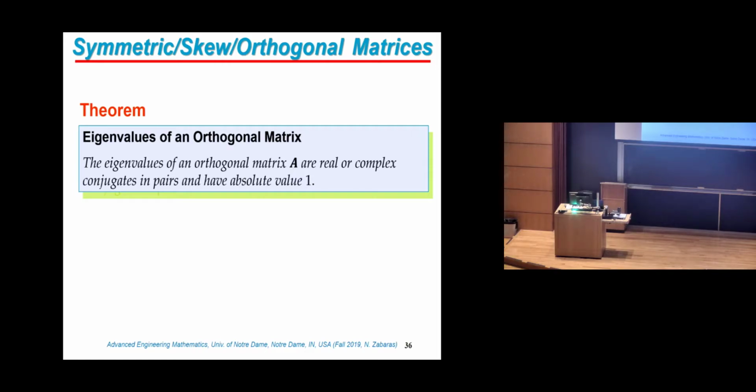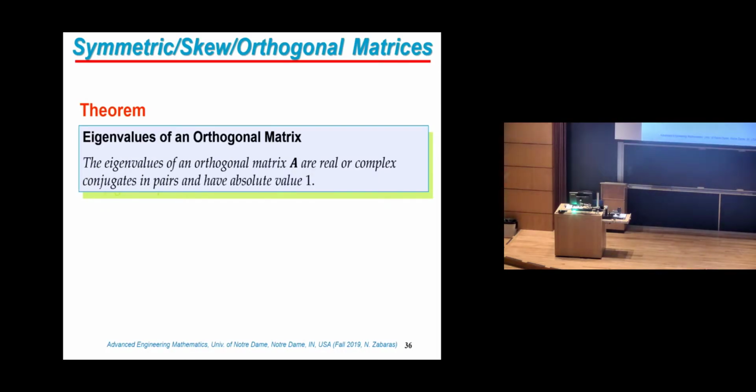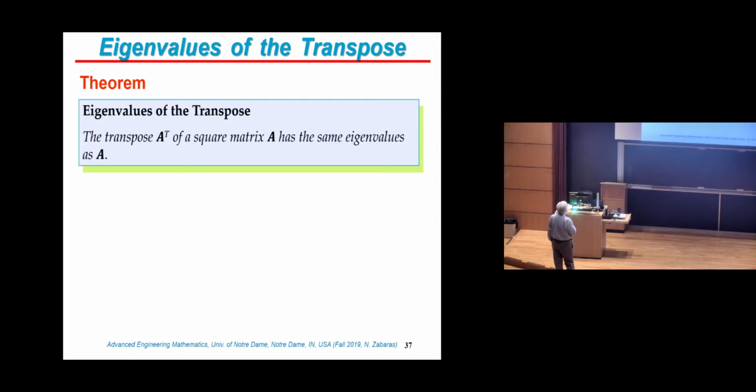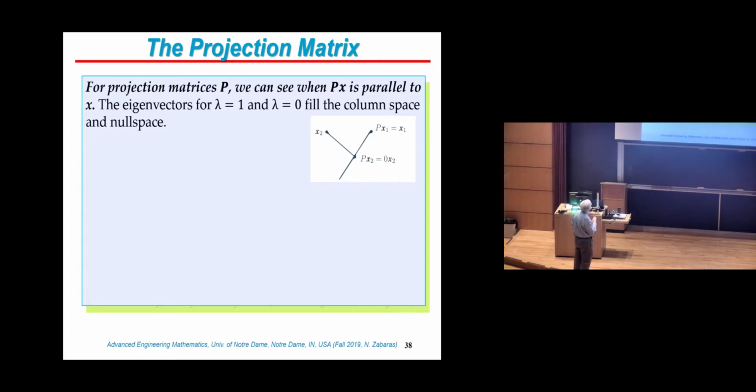It says they can be real, all right, or complex conjugates. Which means if you get an eigenvalue that is alpha plus i beta, where i is the complex number, alpha minus i beta will also be an eigenvalue of this problem. And it says all the eigenvalues have an absolute value equal to 1. So we need to do some examples. A transpose has the same eigenvalues as A. You can take Ax equals lambda x, take the transpose, and you will convince yourself of that.